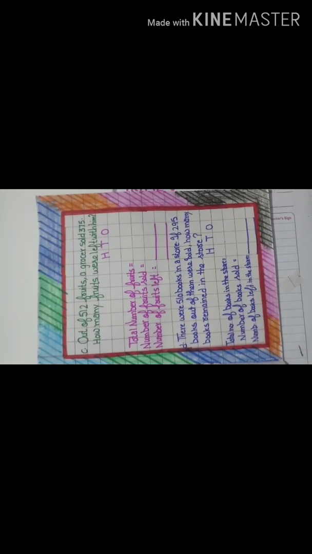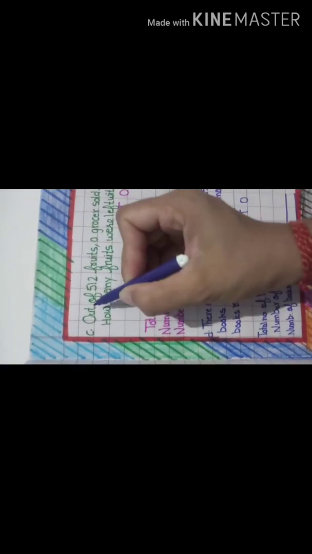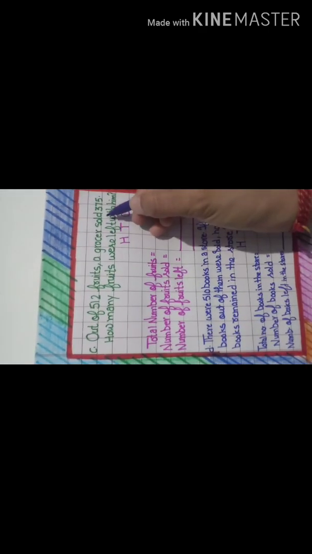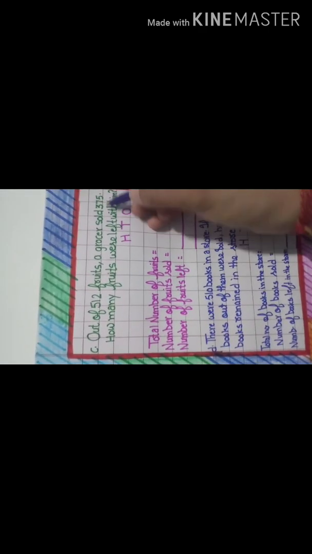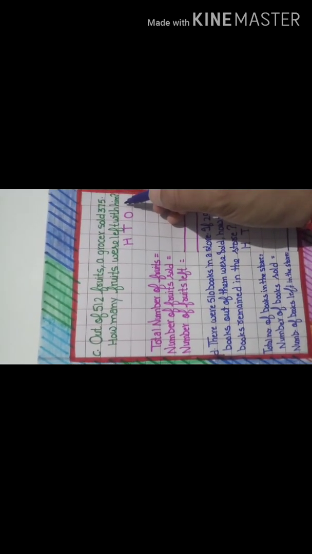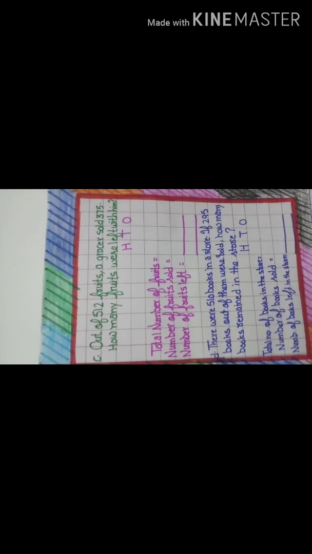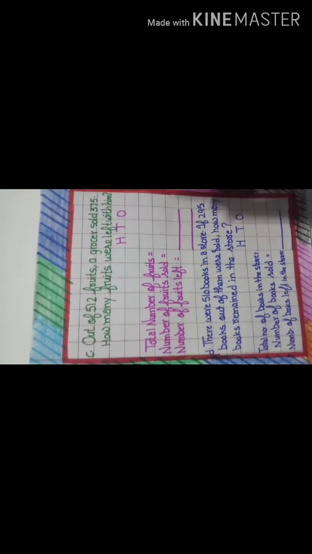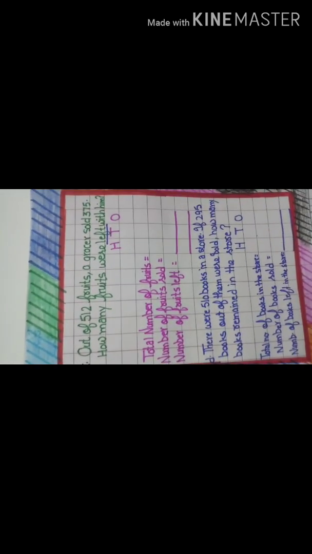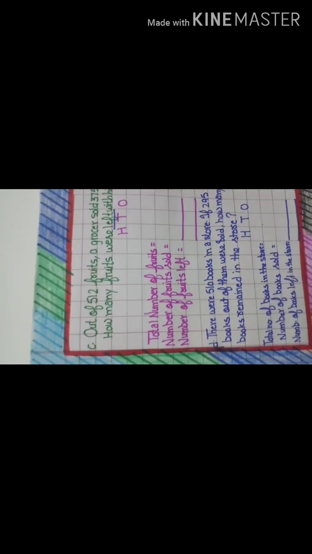We will solve two more sums. So let's start. Here it is: out of 512 fruits, a grocer sold 375. How many fruits were left with him? Now we have read the statement. Our next step is to underline the keyword. Here the keyword is left. It means we have to subtract. Yes or no? Yes, we have to subtract.